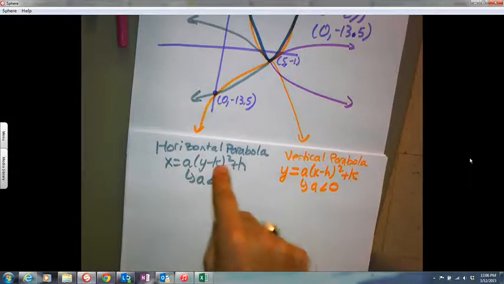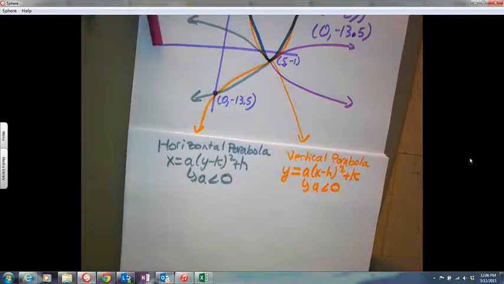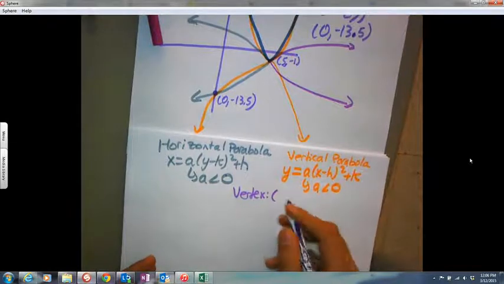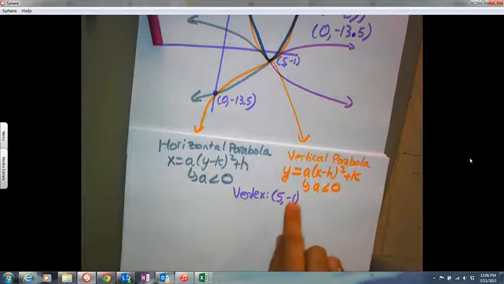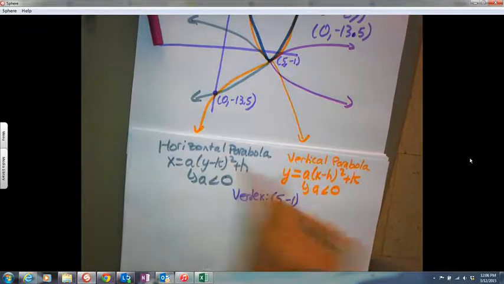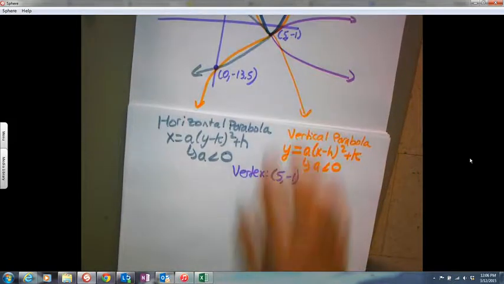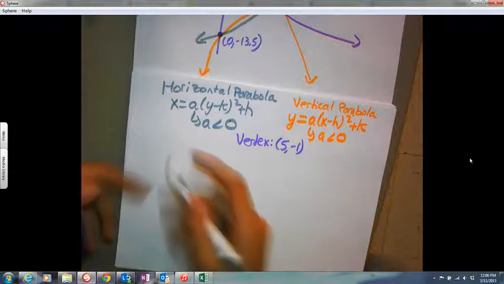Regardless of which one is correct, they both have a vertex at (5, -1). So let's just go ahead and plug the vertex into both equations to get a cleaner, more simplified equation. So I'm going to plug the vertex into both equations. For gray, I'm going to do gray first. You can go in any order you like.